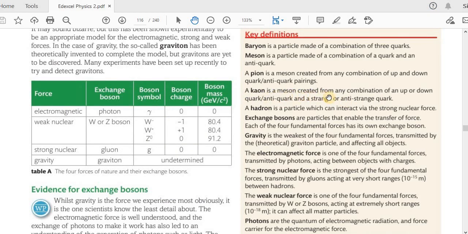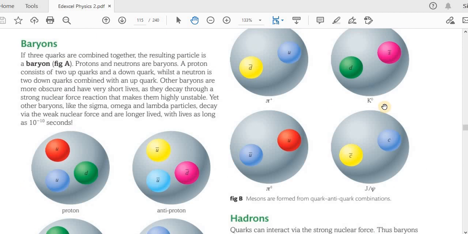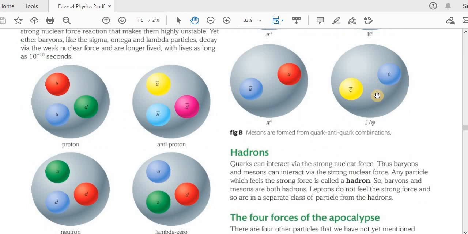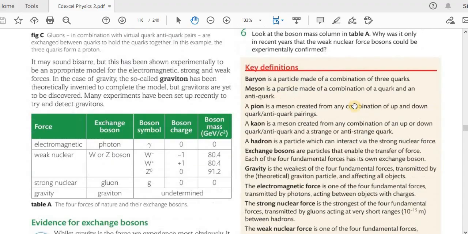A kaon is a meson created from any combination of an up or down quark or antiquark and a strange or anti-strange quark. So you can see that here. See this one, right? Can you see that? Kaon: down and anti-strange quarks, created from a combination of an up or down quark and a strange or anti-strange quark.